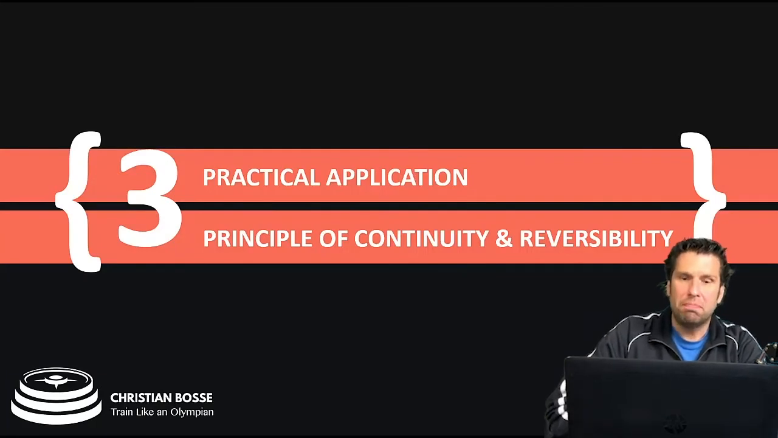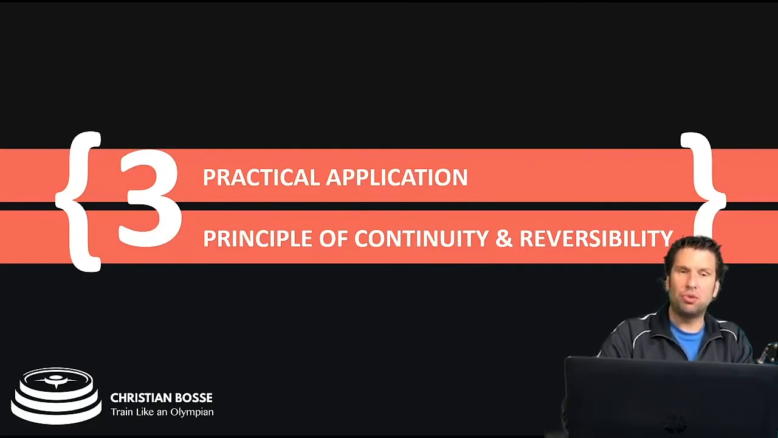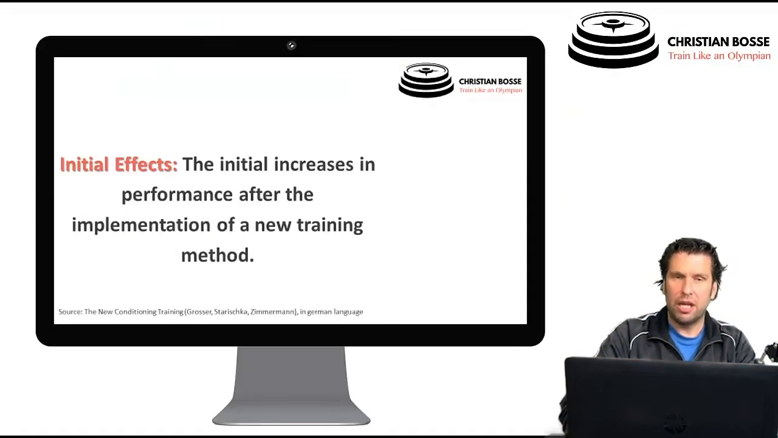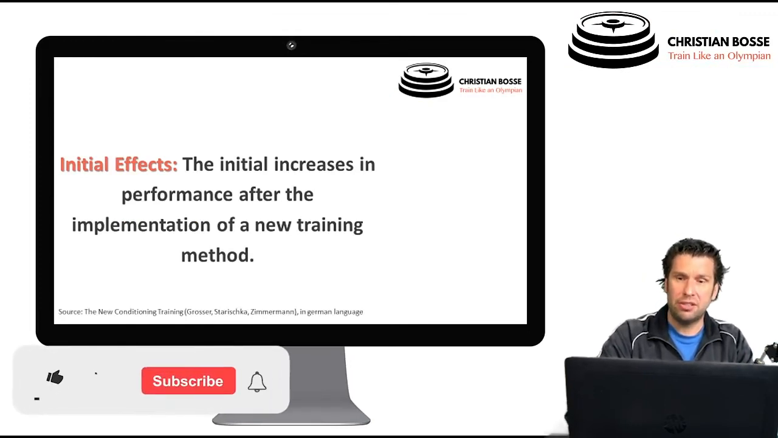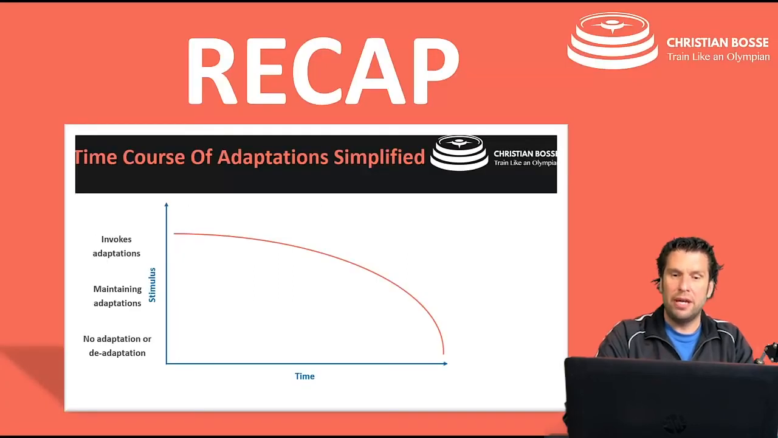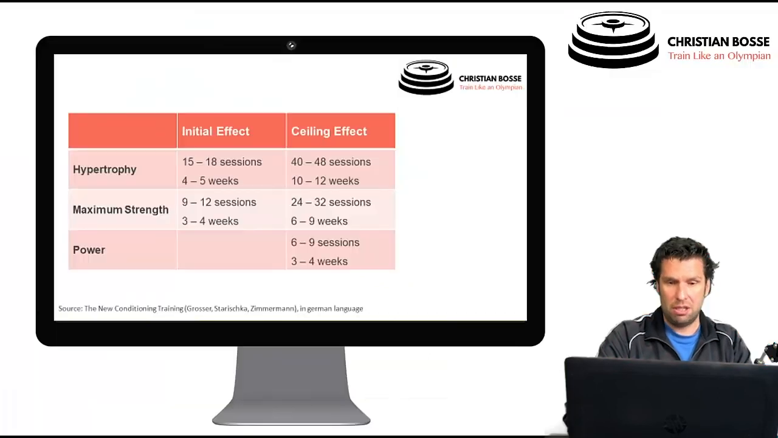So, what is the practical application of this principle of continuity and reversibility? We talked about the residual effects. Again, shameless plug here from my strength training course. There are also initial effects, which are the initial increases in performance after the implementation of a new training method. And there are so-called ceiling effects, which is the deceleration or cessation of training adaptations following a current training method. And this is what we had before, right? The adaptive response to different training stimuli.